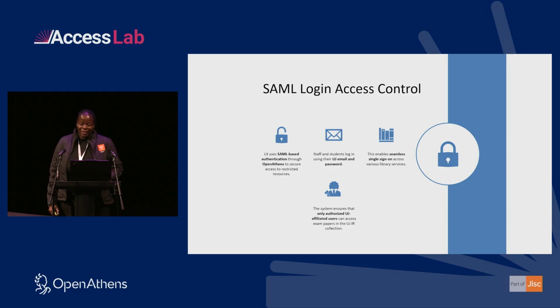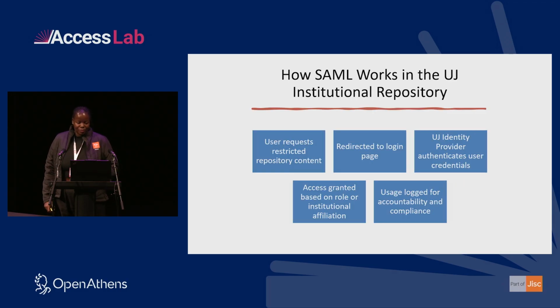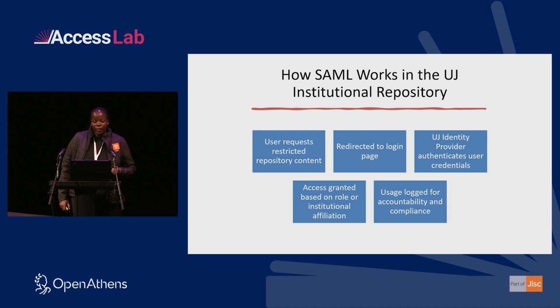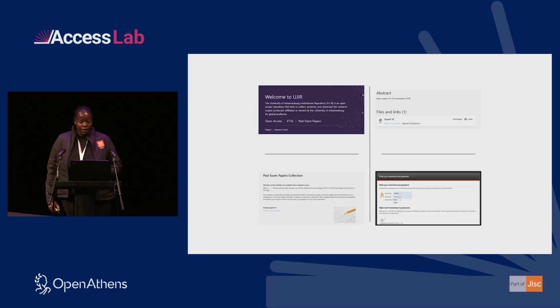So no one can now access the exam papers. So how does this work? The users, especially the students, go to the University of Johannesburg repository. If they don't sign in, they will click on the exam paper, which will say you need to sign in for you to log in. And then once you click that sign in, a pop-up sign-in platform will appear, where you will put in your email address and your password.